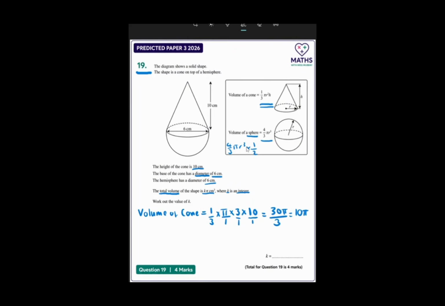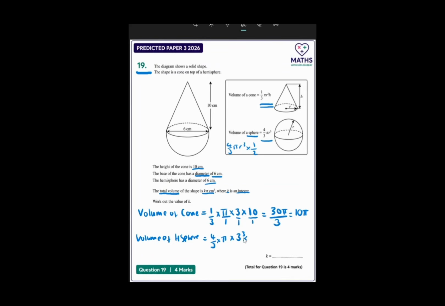Of means multiply, remember. So volume of H sphere, that means hemisphere. Okay, so I'm going to do 4/3 times by pi times by my radius, which remember is 3, and this time it's 3 cubed. Make sure you read the formula.